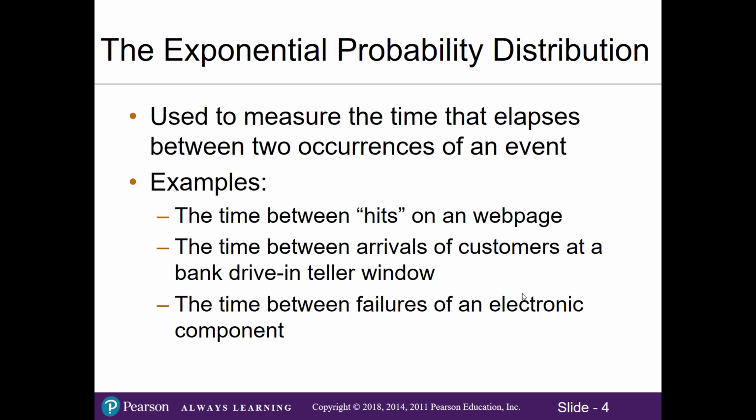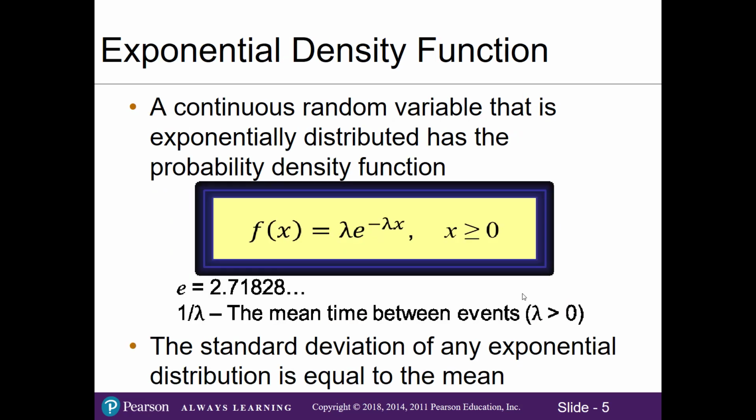Like, is our web page getting enough hits frequently enough? Do we have enough tellers for all the arrivals of customers to the window? And is the time in between failures a long time or a short time, and something needs to be fixed in a particular component?